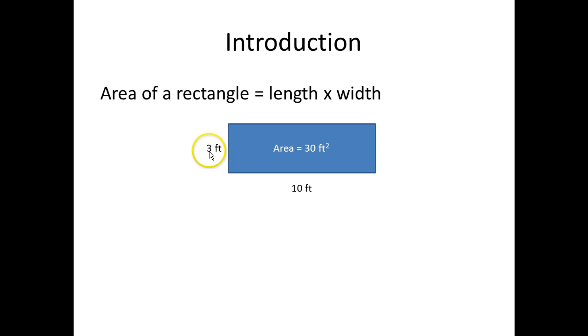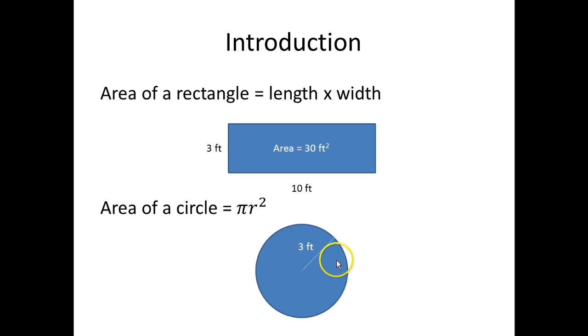So in this case, you'd multiply 3 feet times 10 feet, and you would get 30 feet squared for the area of this rectangle. The area of a circle is given by pi times the radius squared. R represents the radius. Pi is a mathematical constant. So for this circle in particular, notice that the radius is 3 feet in length. So the area of this circle would be pi times the radius, which is 3, squared. 3 squared is 9, so I have 9 pi, which if you evaluate this in a calculator, you get approximately 28 feet squared. So the area of this circle is 28 feet squared.